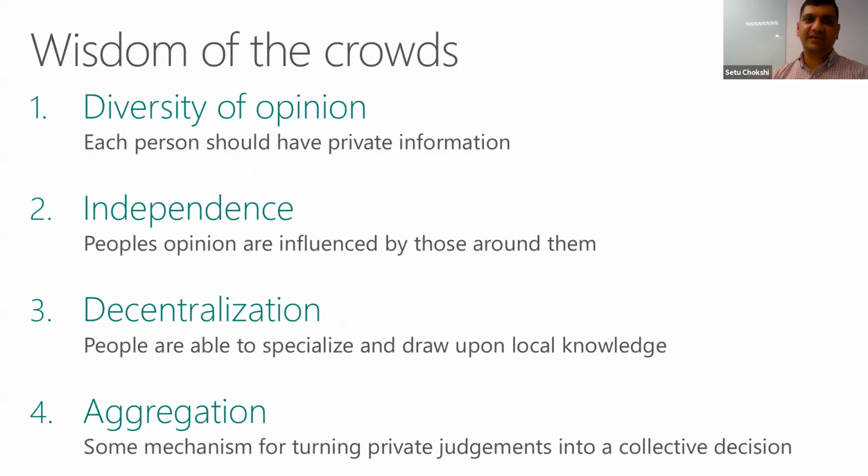So the idea in this is that each person should have diversity of opinion, so each one should be building their model individually. Independence, you want to make sure that nobody's influencing the decision. People are able to draw on specialized knowledge, which is about decentralization. And then I want to collect all this information together. So in terms of aggregation, when I want to convert it into a collective decision, what are the different ideas where I can capture the knowledge across all and come up with a sensible decision?